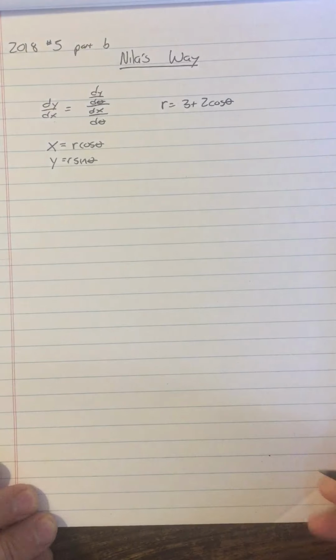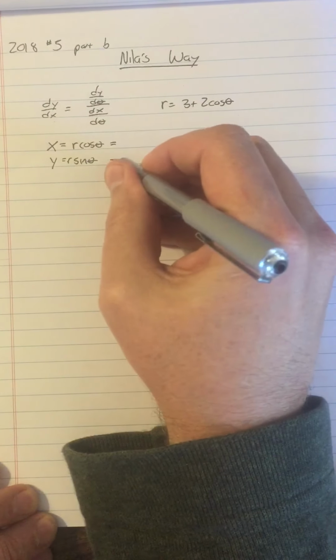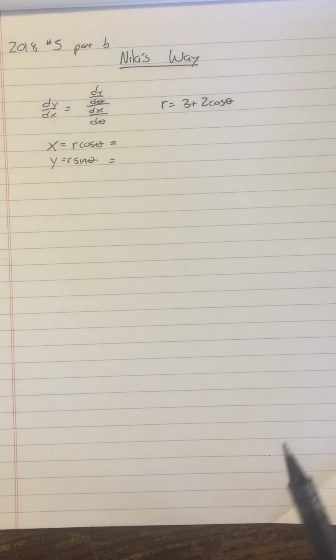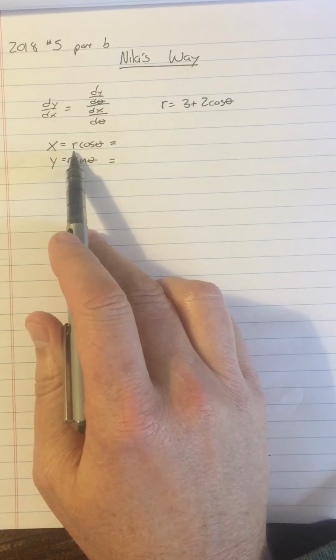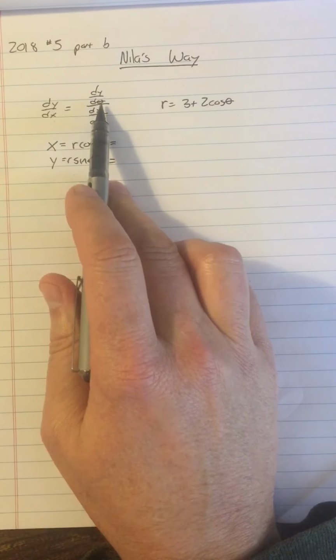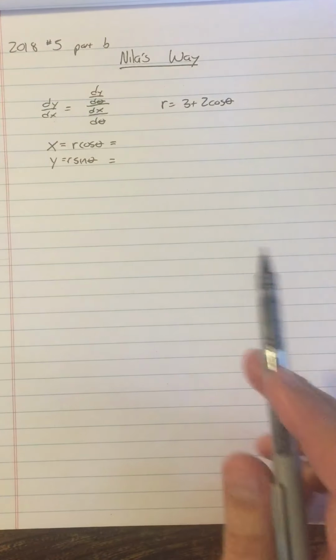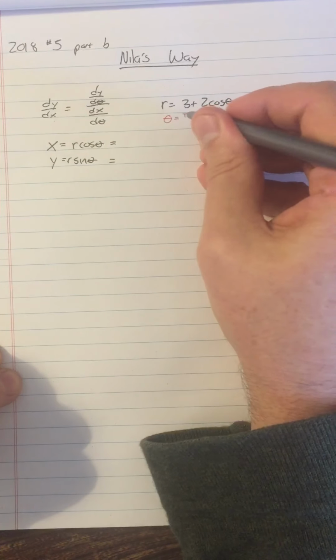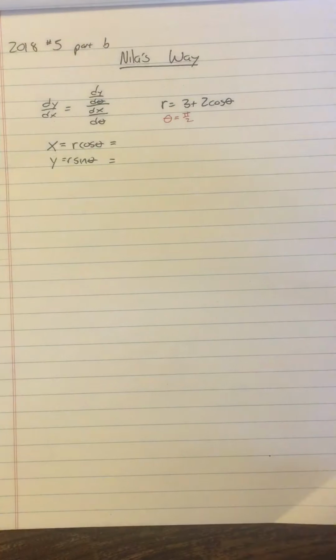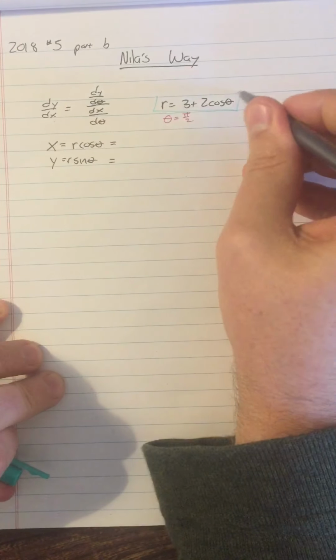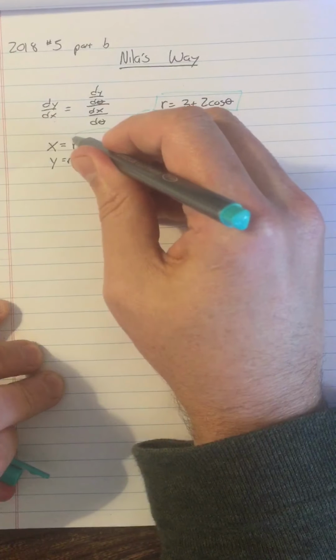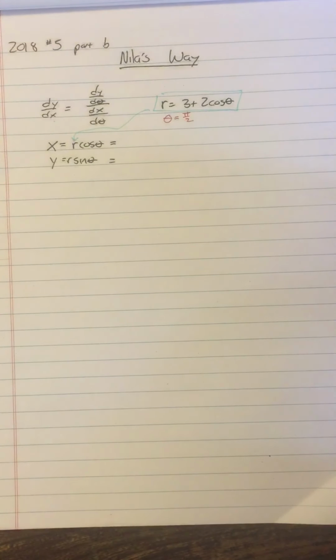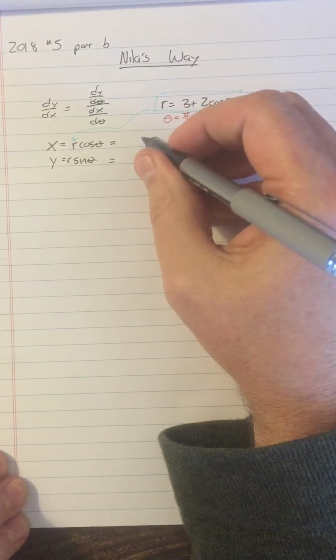All right, so what NILA did that I thought was clever is she said, instead of trying to do this derivative with the r still in it, we know we want dθ, right? We want everything in terms of theta. Our given value was theta. So let's get that r out of there because we have an expression for r. We have r equals 3 plus 2 cosine theta. So let's just sub that in for the r's here. And I think it makes the problem much clearer and much easier.